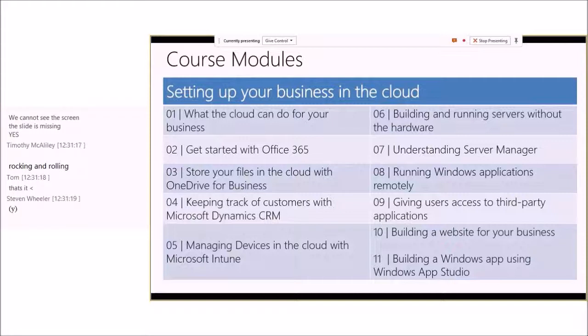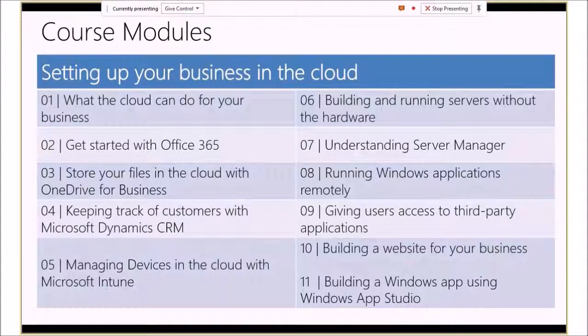So when we start out, what the cloud can do for you and your business, I'm going to talk more about that. That's why you're here. The second module is getting started with Office 365 and what it looks like to build your business completely in the cloud using Office, as well as all the components here. But really, Word, Excel, PowerPoint, OneDrive for Business, Outlook, all of those are in Office 365, so we'll talk about that. Module 3, we talk about storing your files in the cloud using OneDrive for Business, so we'll cover that.